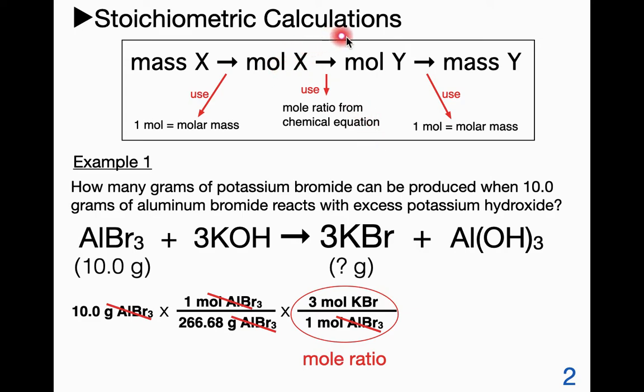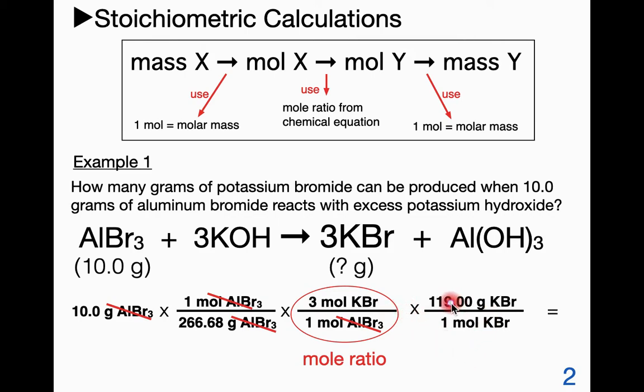So that's this step here. We have now converted to moles of Y, and again, our Y is the potassium bromide. But we want mass of Y, mass of potassium bromide, so there'll be one more step. If we were to stop at this point, we would have moles of potassium bromide, but we want mass of potassium bromide. So we need one more conversion factor.